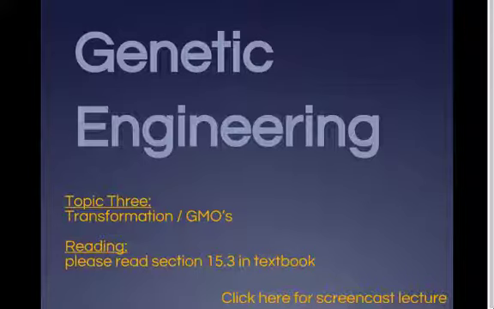Before you watch the screencast, you should open up your textbook and take a moment or two to read section 15.3. That'll give you the background information that you need for all of the examples that we use during our screencast. Also, I've linked 2 videos for you during today's screencast that I'll go over.